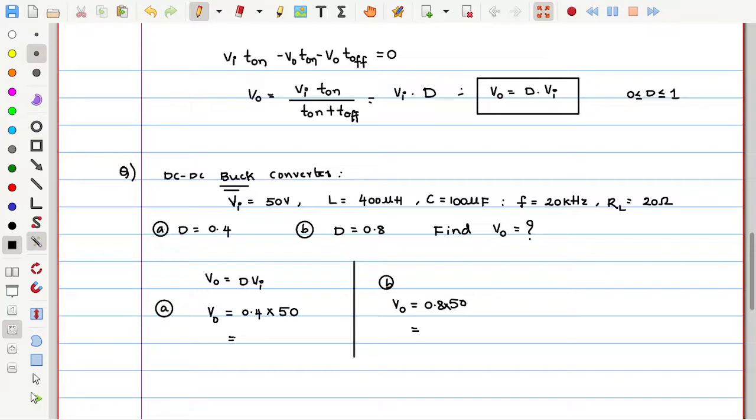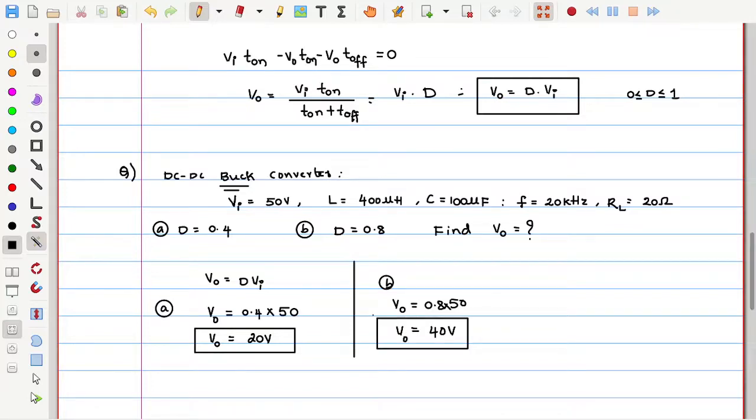0.4 into 50 gives 20 volts output voltage, and 0.8 into 50 is 40 volts. Okay.